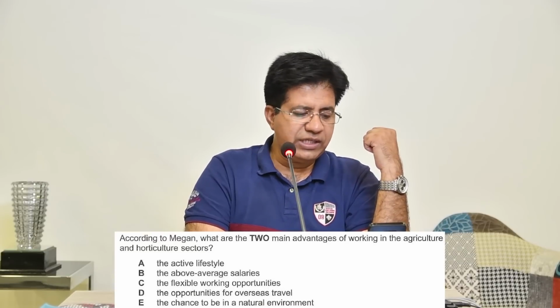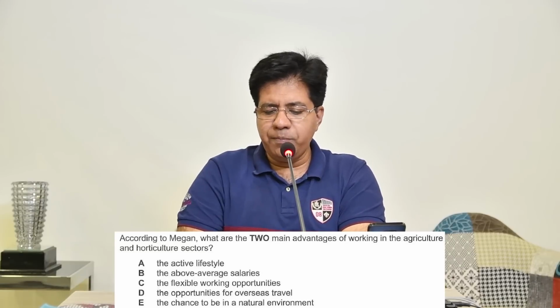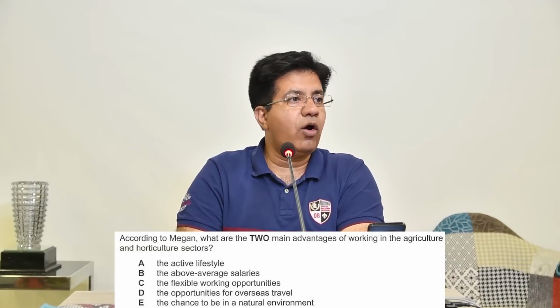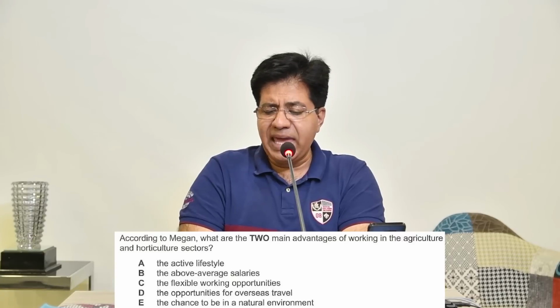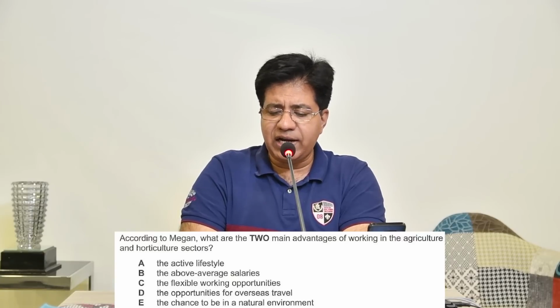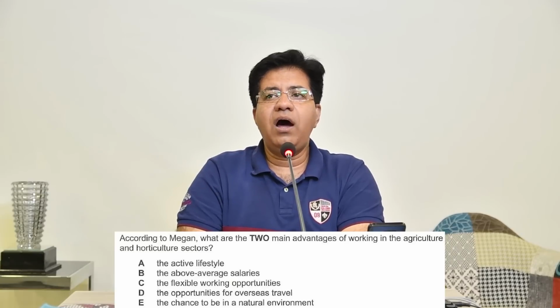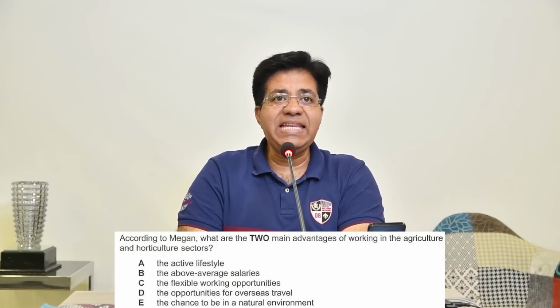Okay? So, questions 11 and 12. Choose two letters, A to E. According to Megan, Megan is a character in the audio. According to Megan, what are the two main advantages? Underline that. What are the two main advantages?